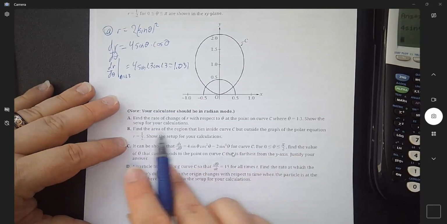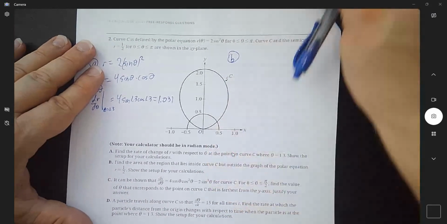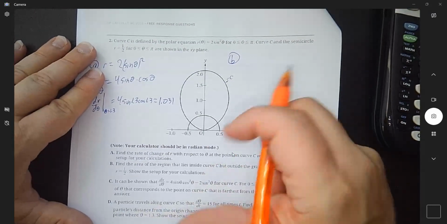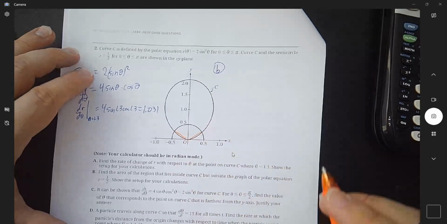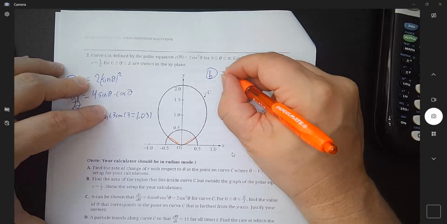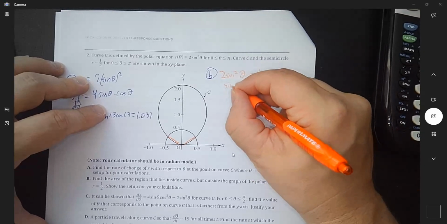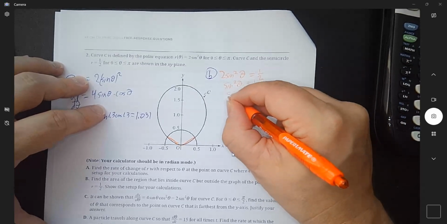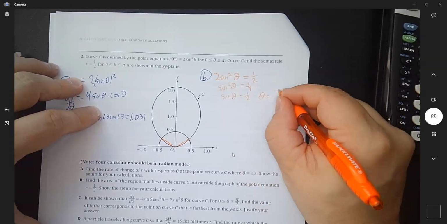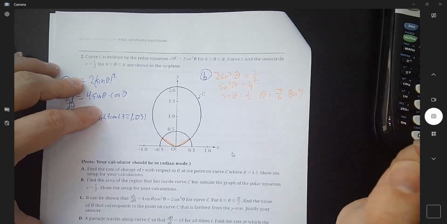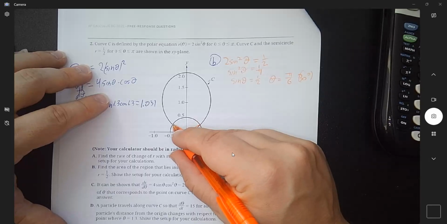Okay, find the area of the region that lies inside curve C, but outside the graph of the polar equation r = 1/2. Show the setup for your calculations. The first thing I need to do is know where this is. What is this value of theta? I'm assuming it's the same value of theta on the other side. So when is 2 sin²θ equal to 1/2? That's where sin²θ equals 1/4, which is where sin θ equals 1/2 or negative 1/2. So θ equals π/6, also known as 30 degrees. That means we're going to go from π/6 to 5π/6.